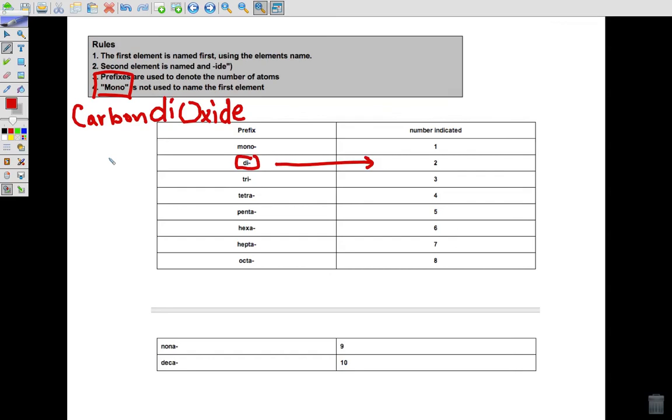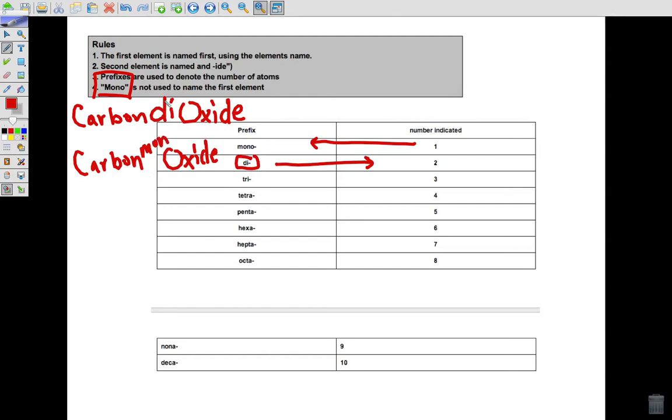What would CO be? CO, well, C is carbon, so I'd write carbon again. O is oxygen, so I'd write oxide. So I change the root ending to "ide." And then 1, so I see that this CO has 1, so 1 would represent mono, so it would be carbon monoxide.